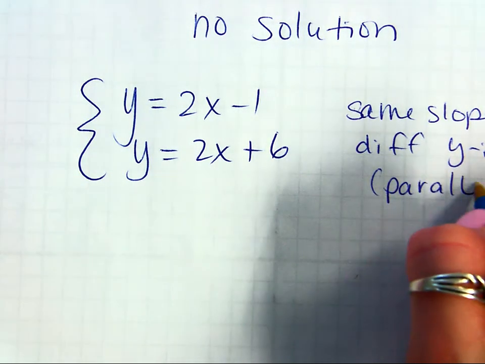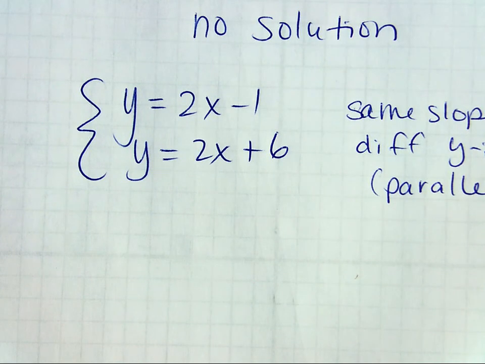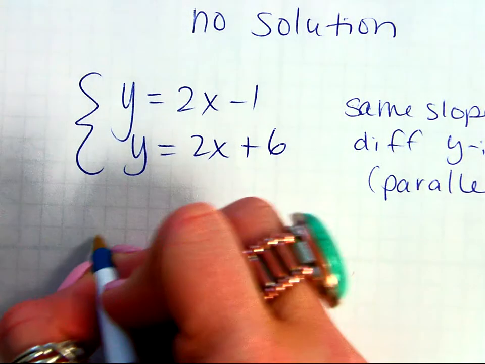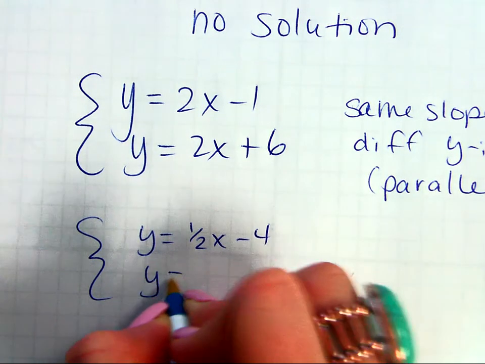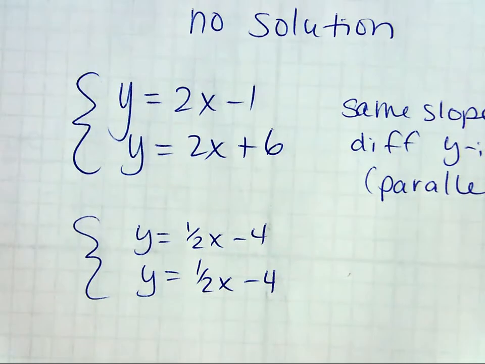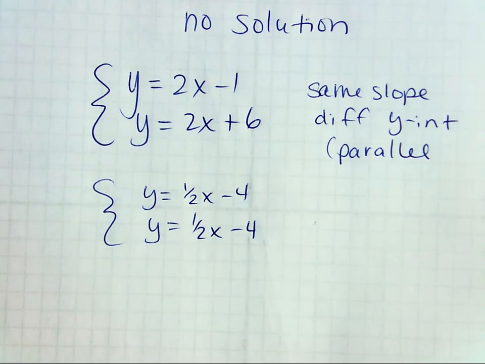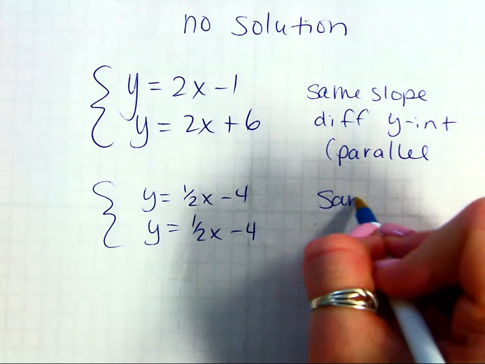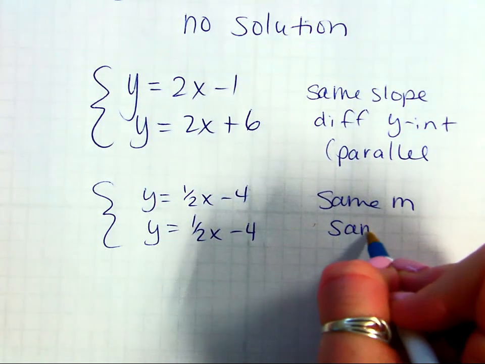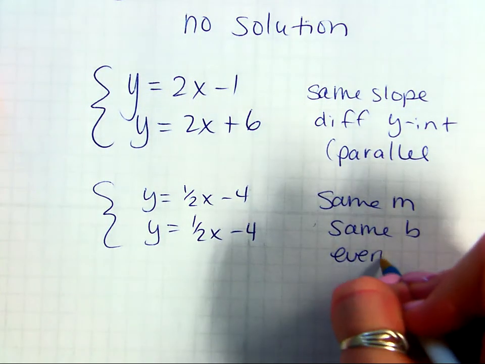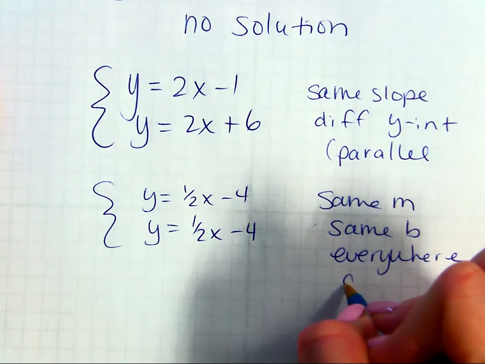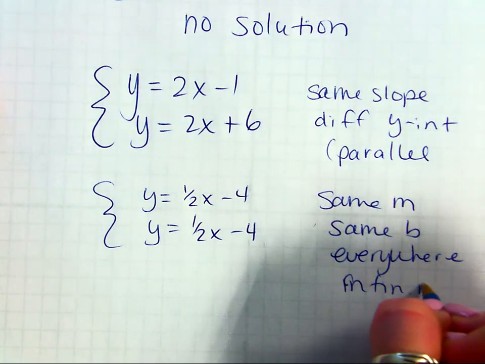Well, yeah, if you find that they're parallel, then there is no solution. Okay, what does same slope and same y-intercept mean? It's the same line. So where do they intersect? Everywhere. Infinitely many solutions for that. So same m, same b is everywhere, which is infinitely many solutions, right?